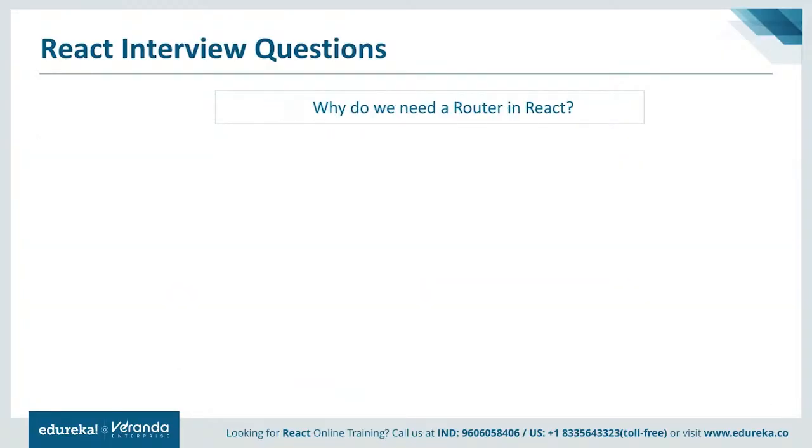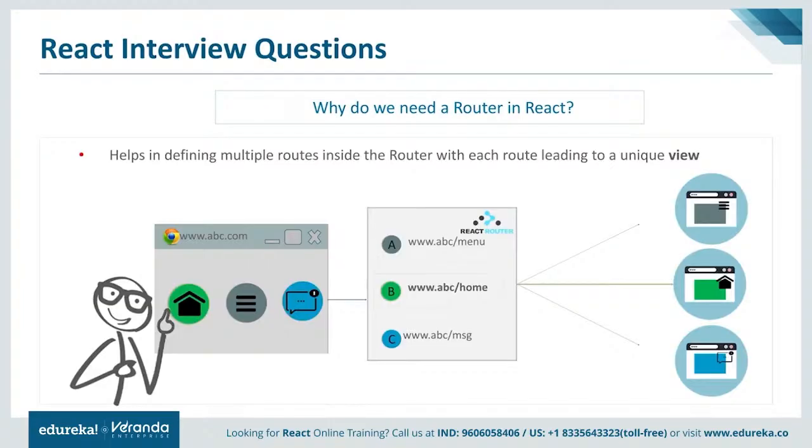Why do we need a router in React? So router helps in defining multiple routes inside the router, with each route leading to a unique view. As you can see on the screen, there are multiple React routers. For example, these are the 3 routers, and each router is leading or representing, I will say, a unique view. So that is why we need a router in React.